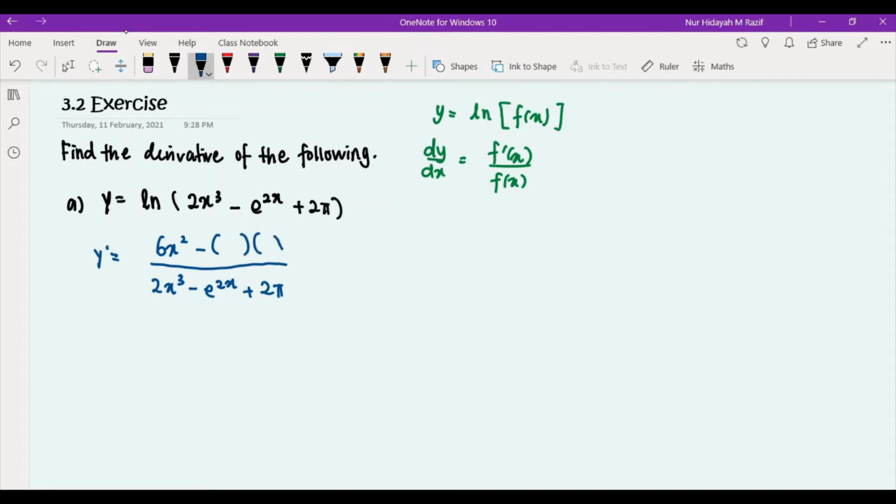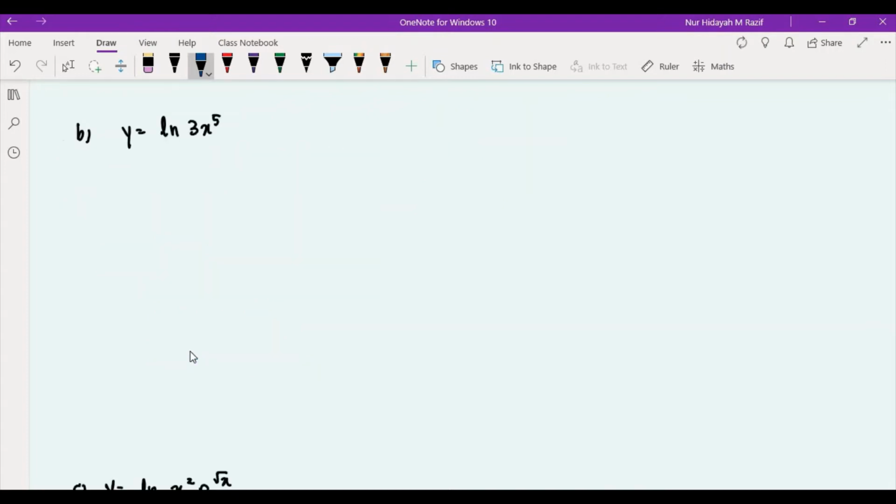2 brackets, which is e power of 2x times 2. And then if we differentiate 2 pi, that will give me 0. And then we just simplify that one, and I will then have 6x squared minus 2e power of 2x divided by 2x cubed minus e power of 2x plus 2 pi. And since we cannot simplify, just leave it at that.